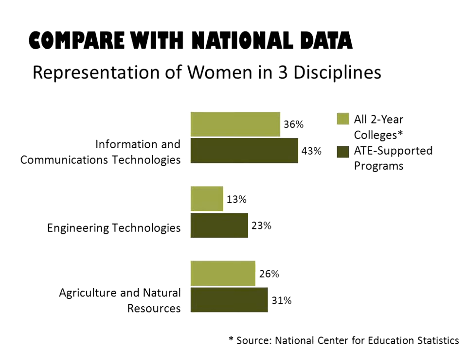Okay, so the dark green is the ATE supported programs, and the light green is all 2-year colleges. And this is real data. The light green data is from the National Center for Education Statistics, and the dark green data is from our annual survey of ATE grantees. So I just want to ask, does anybody want to change their answer? We won't do another poll, but if this changes your interpretation, just raise your hand. Is it still fair? The ATE programs, are they still performing fairly with regard to representation of women in these disciplines? Are there any more people doing polling?